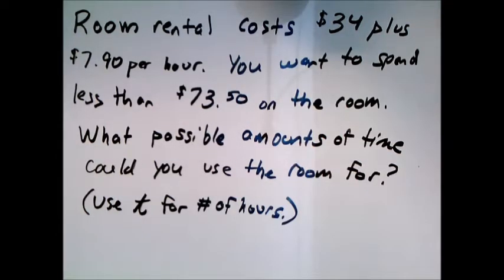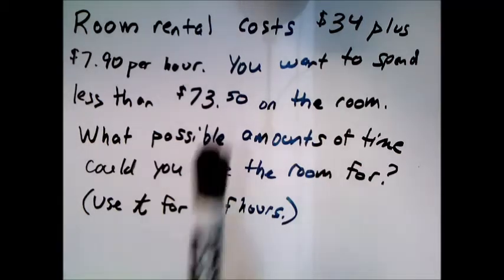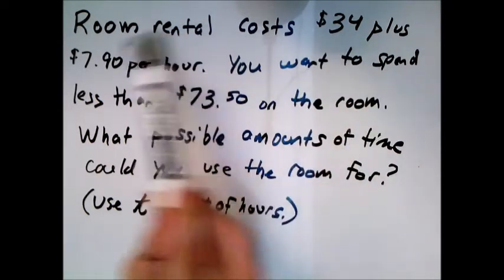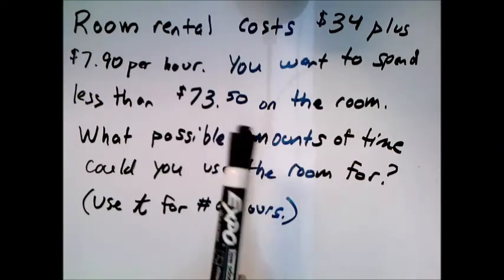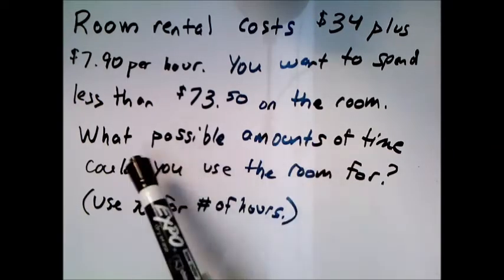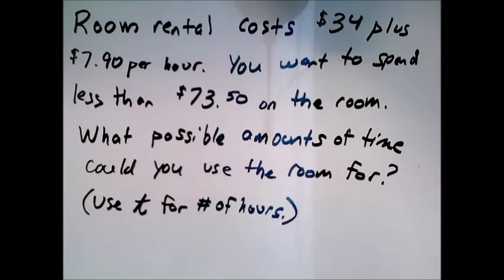Here we're going to look at setting up a real life problem, except we're using an inequality. When you get down to the question part, you can tell what makes it an inequality, but first we'll read it. They say a room rental costs $34 plus $7.90 per hour. You want to spend less than $73.50 on the room total. What possible amounts of time could you use the room for?